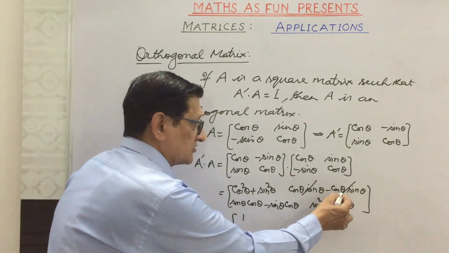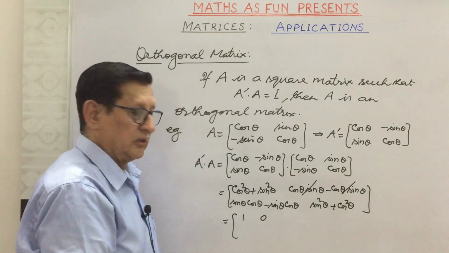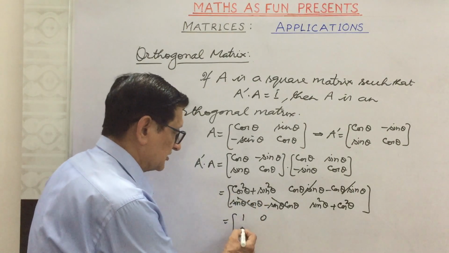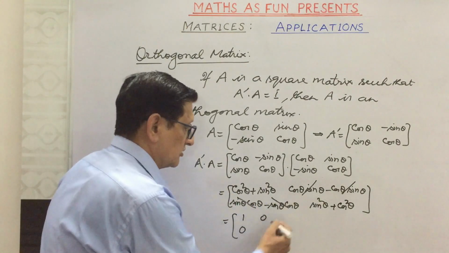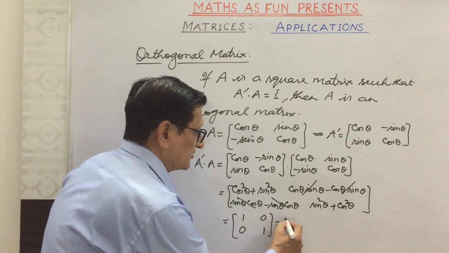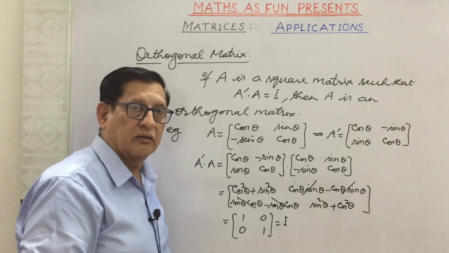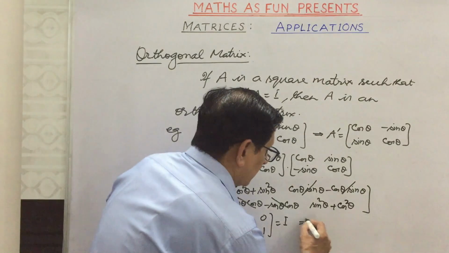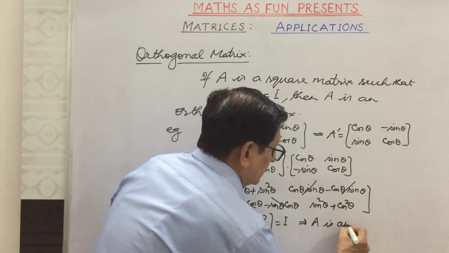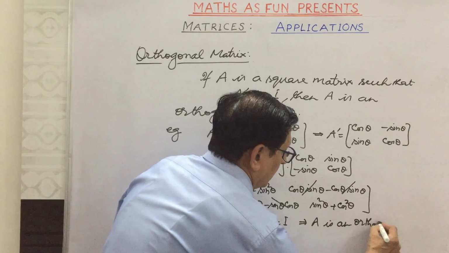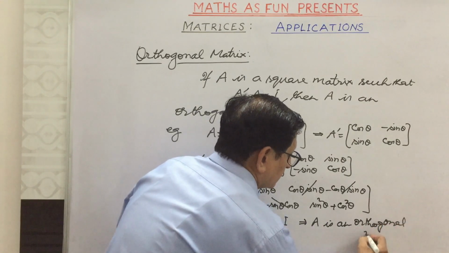This cancels this, so it is 0. This term also cancels this, so this is 0. And this is also 1, so this is your unit matrix I. It means we can say A is an orthogonal matrix.